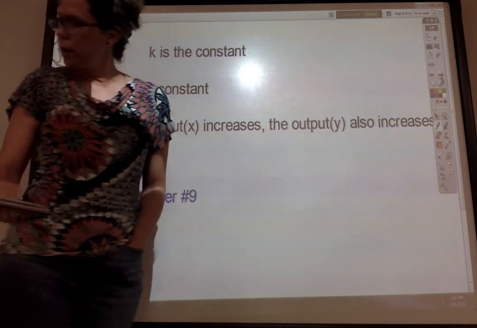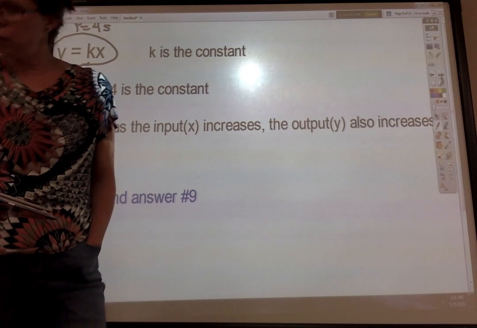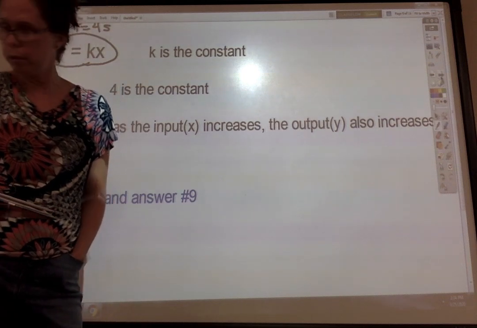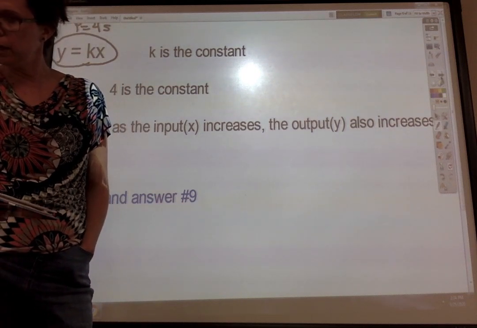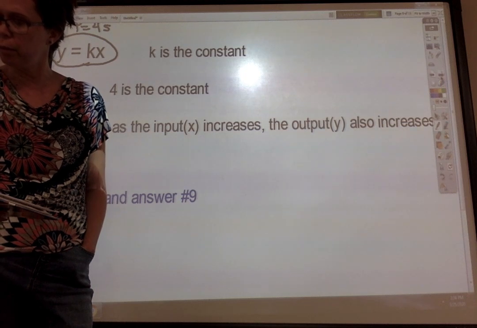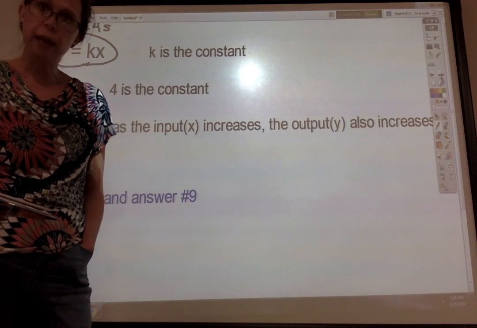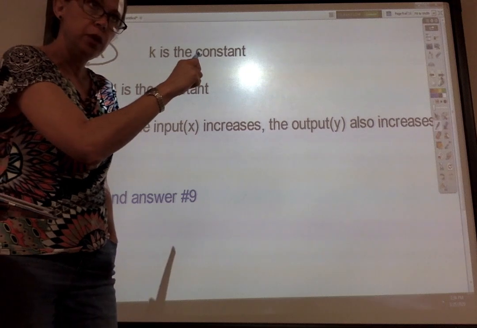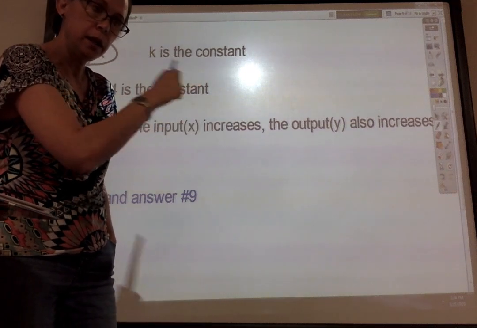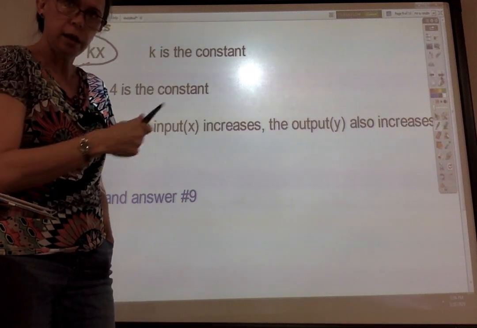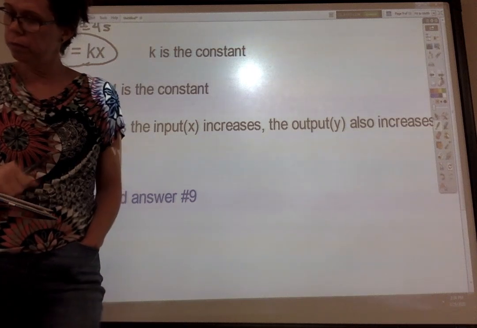Okay, so let's look at number 9. They ask us to find which one is not an example of direct variation. Well, let's look at A, the length of the side of a regular hexagon and the perimeter of a hexagon. I'm going to ask myself, if the length of a side increases on my hexagon, is my perimeter going to increase? Yes, so that one is a direct variation.